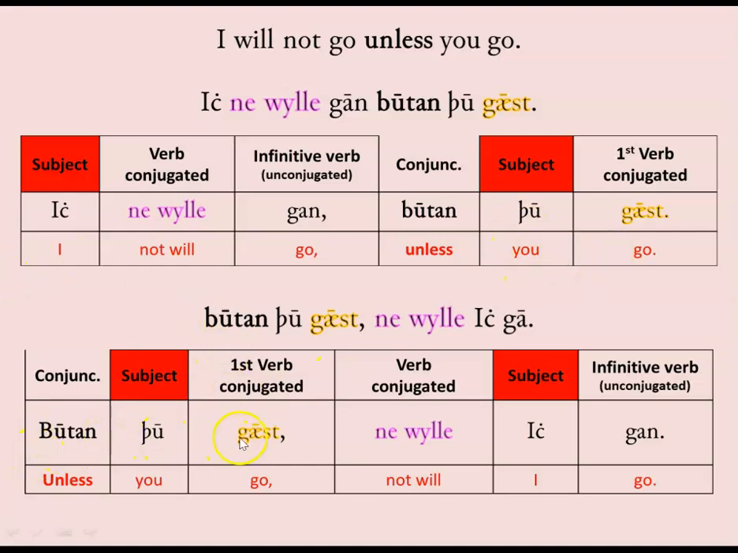So, buton thu gast, comma, ne wille ich gan. Unless you go, I will not go. So conjunction, subject, first verb conjugated, so the subordinate or secondary clause, no change there at all, just moves to the front, comma on the end. But the original primary clause, the main clause, the independent clause, has to swap verb and subject, ne wille ich. It's the only thing you have to get used to.